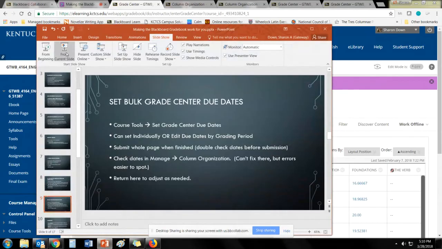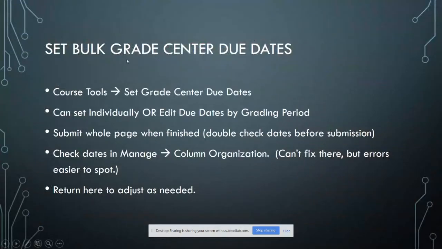Now, once I've got these set like this, I can actually set the Grade Center due dates in bulk, as a unit, by grading period. So the way that I'm going to do this is I'm going to go to Course Tools and go to Set Grade Center Due Dates. And then you'll see that there's a button that you can use to switch from setting them individually to setting them by grading period. And you can submit the whole page when you're finished.